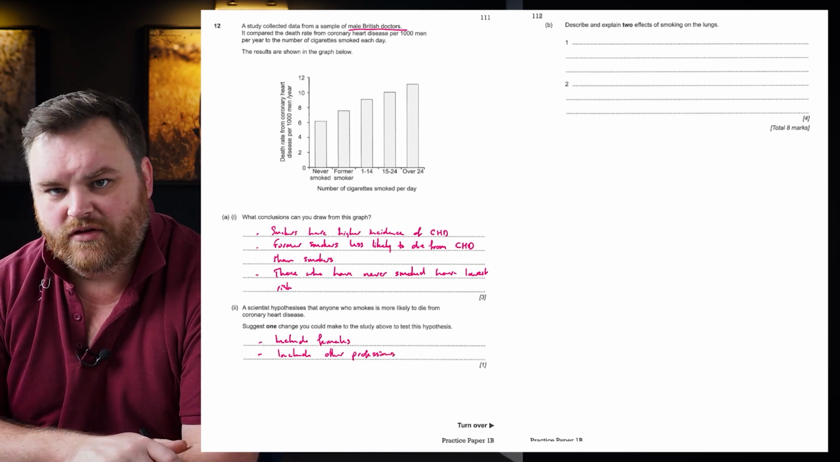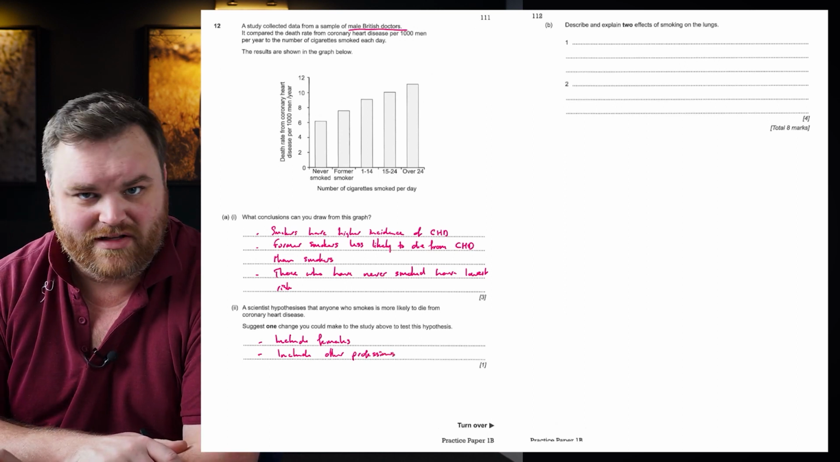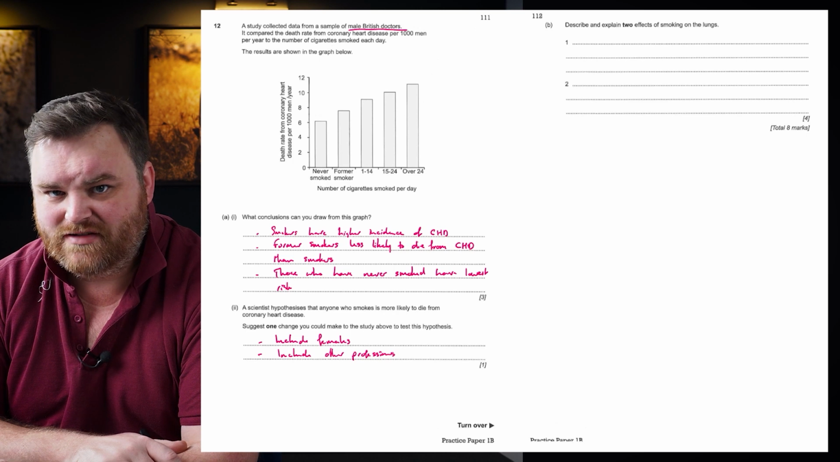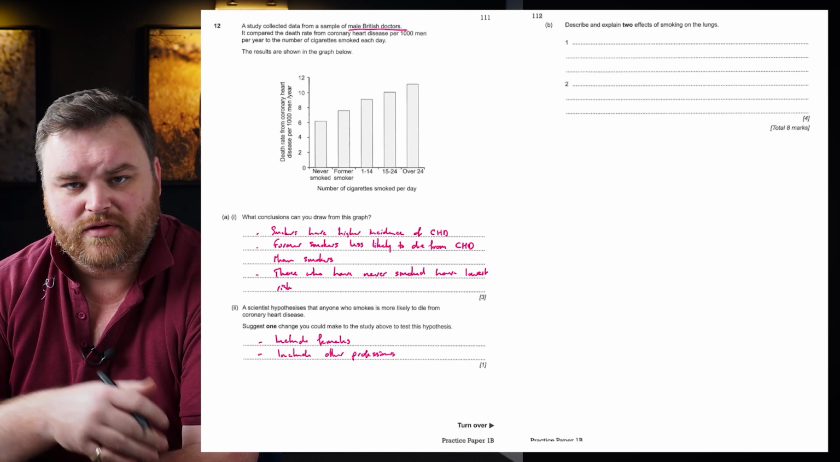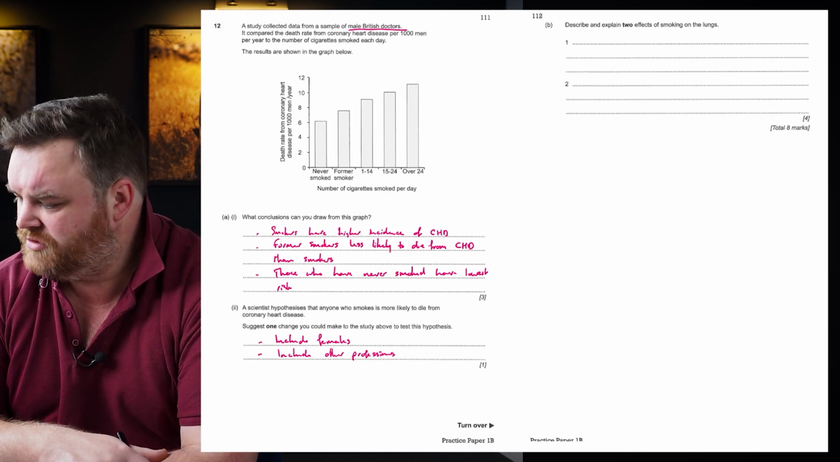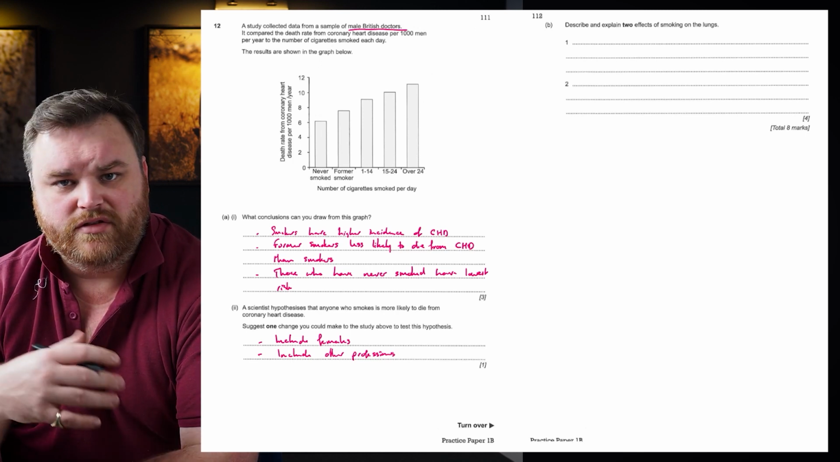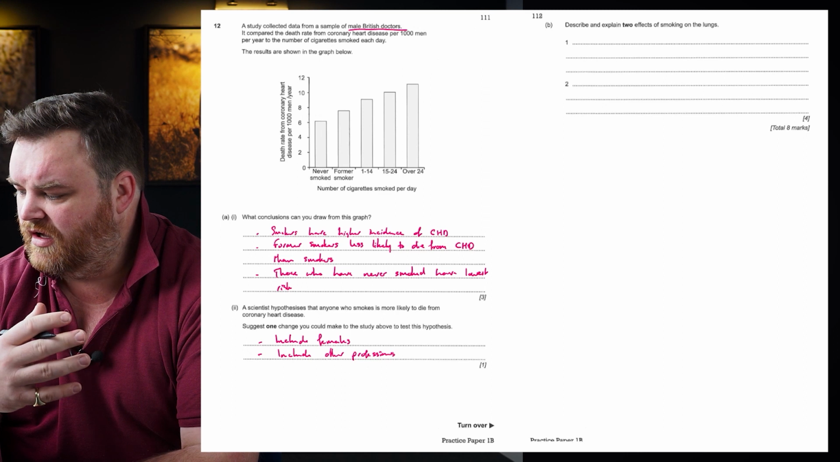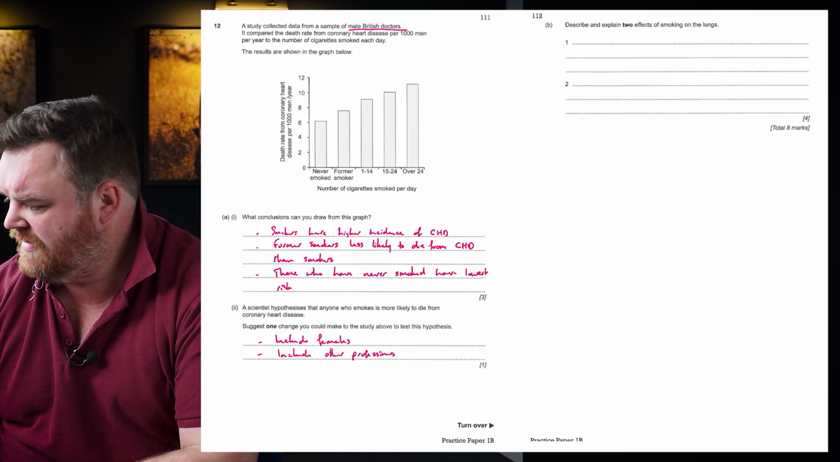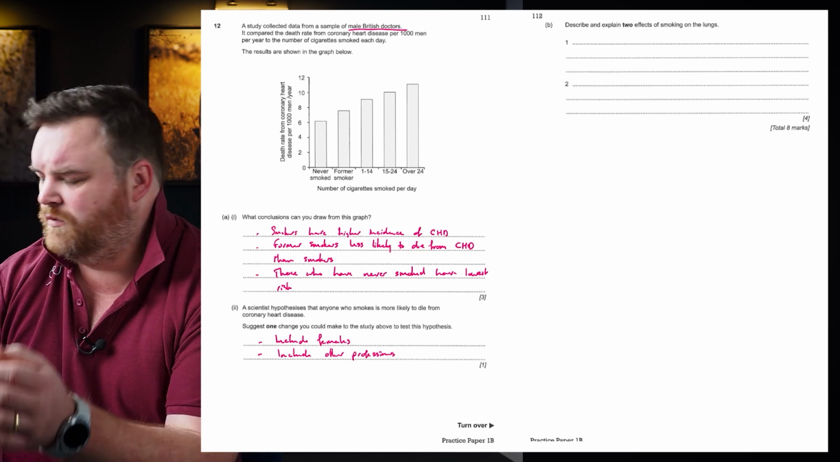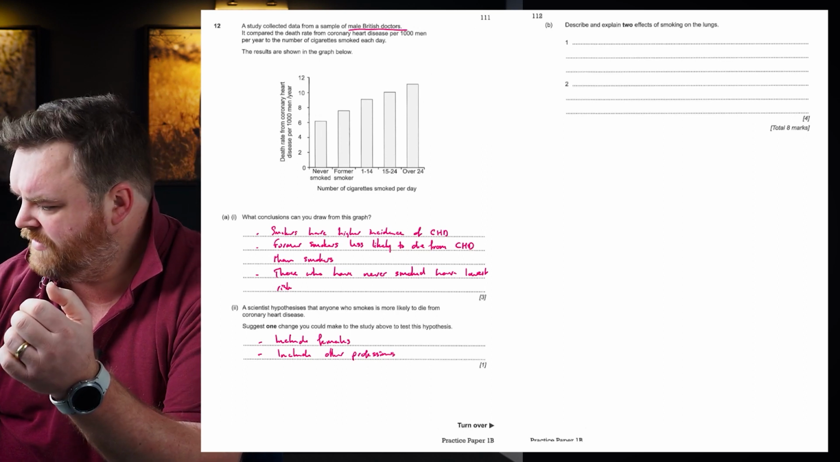Okay, two effects of smoking on the lungs. Now, these are pretty widespread. There's a lot of different effects that you could be talking about here. To get four marks, though, we need to make sure that we have both described and explained two effects. So start with a description of it and then explain why that effect is happening on the lungs based on smoking. Okay, so firstly, we'll make a little list of these.